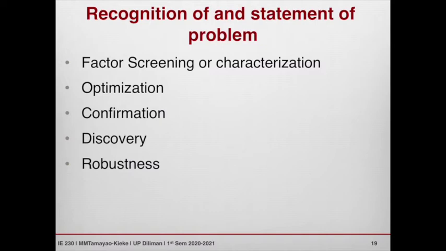And 5th, robustness. A factor screening or characterization problem is one where the experimenter tries to identify which factors have the most influence in the response or responses. Meanwhile, optimization is where the experimenter identifies the levels of the factors at which the most desired values of the response can be obtained. And then third, a confirmation problem is one where the experimenter wishes to verify the assumed or expected effects of factors to the response based on theories or previous experiments.